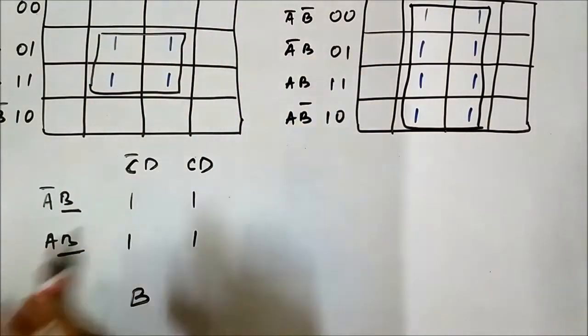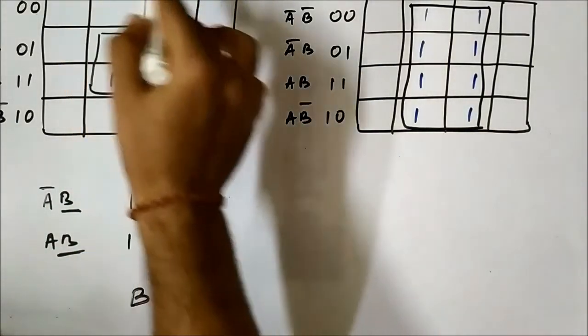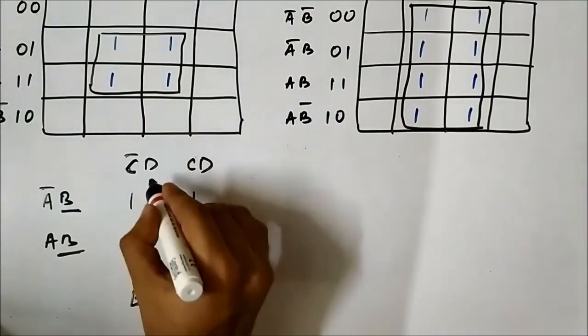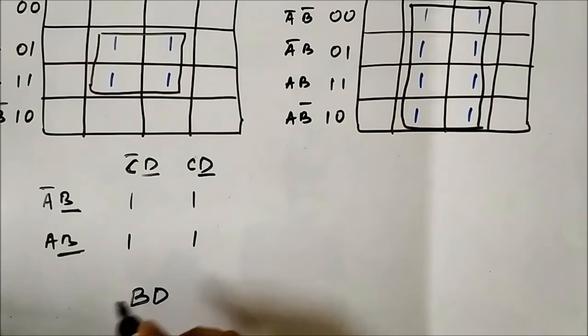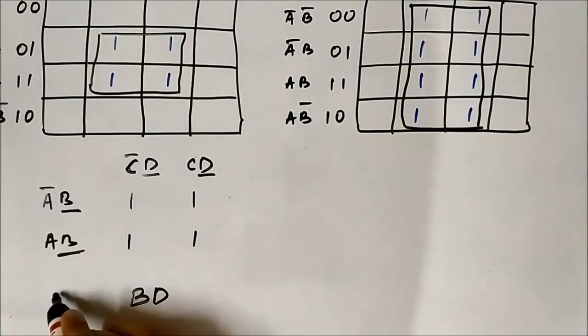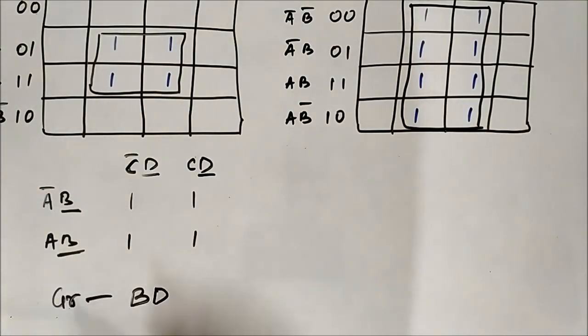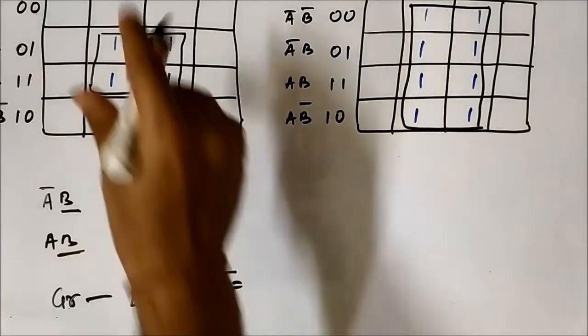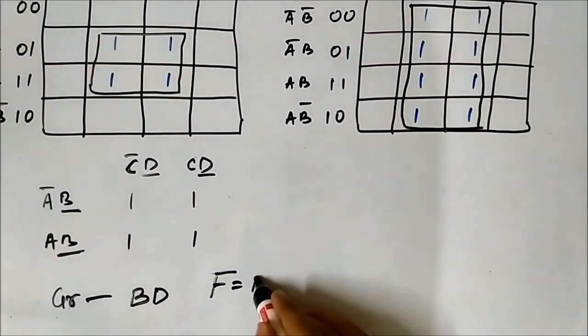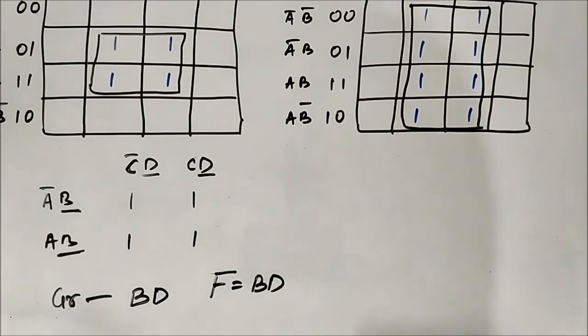When you compare the vertical components C bar D and CD, what is common? D is common. So BD is common in this group. That is the common thing, BD. So here this simplified Boolean expression for this K-map is simply BD.